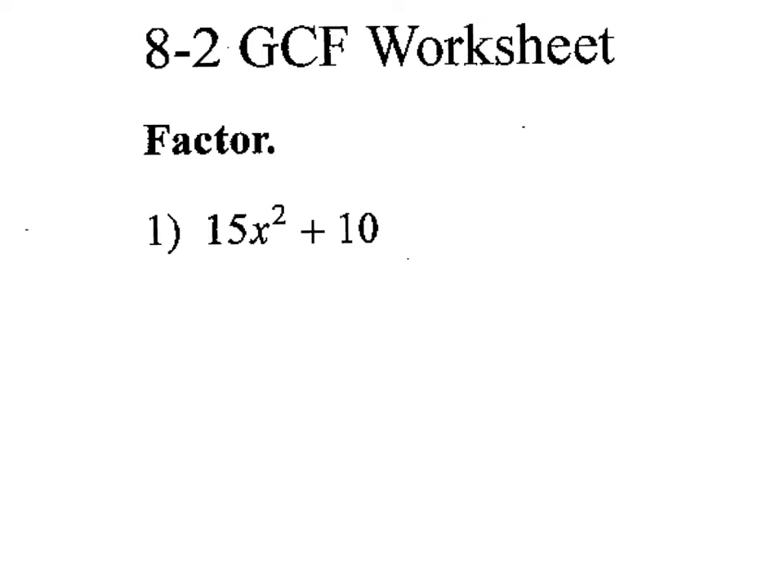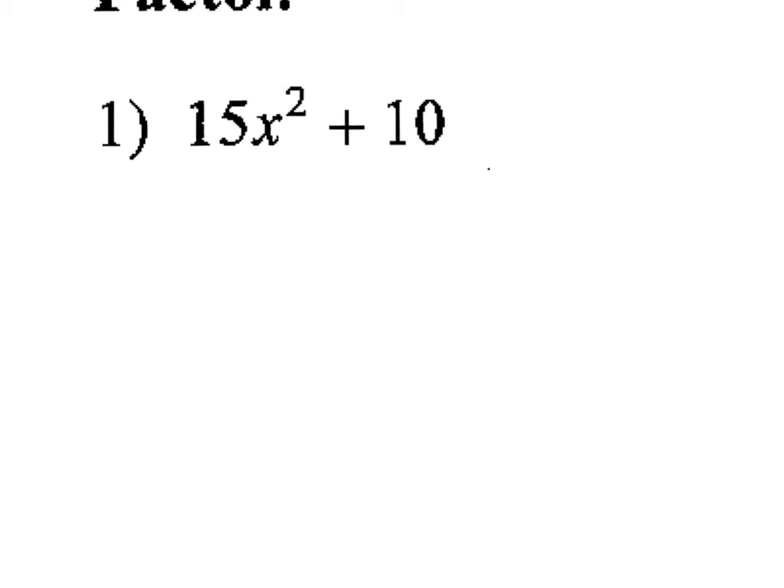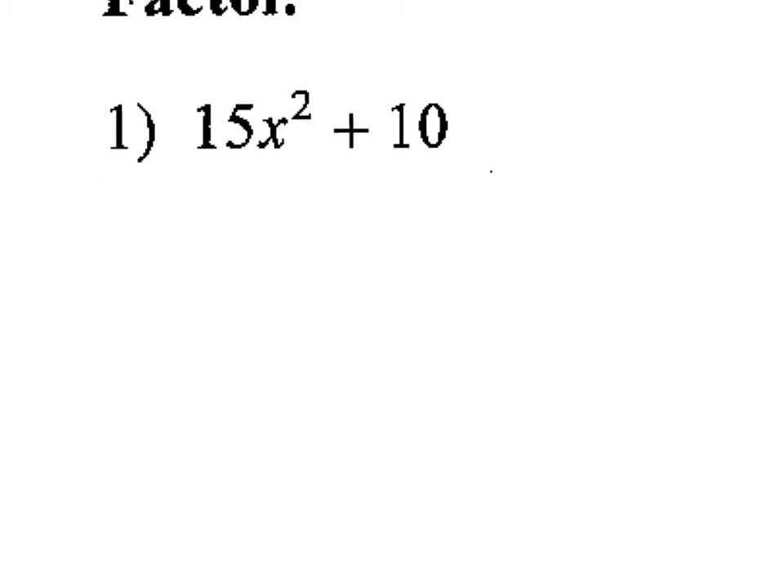Okay, so on the first example here, this is 15x squared plus 10. When I'm thinking about my numbers, the biggest number here that can come out of both of these would be a 5. Since we have an x squared but no x here, we're not going to worry about pulling out a variable. It has to be in both parts for us to pull it out. So I'm going to basically just divide both parts by 5, and I'm going to get 3x squared plus 2 when I do that. Okay? All right, let's go to number 2.